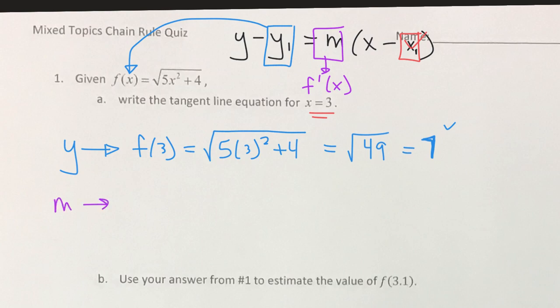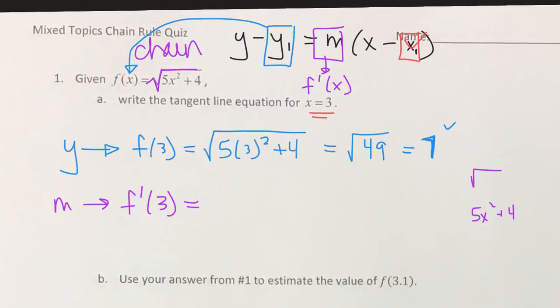And the slope comes from our derivative, evaluated at 3. So we have a square root as our function with a quadratic underneath, so you need to recognize this as being a chain rule derivative. The outside part is your square root, and the inside part is your quadratic. First we take the derivative of our square root, which hopefully you've memorized. It's 1 over 2 times the square root of whatever we have underneath there, and that thing is 5x squared plus 4.